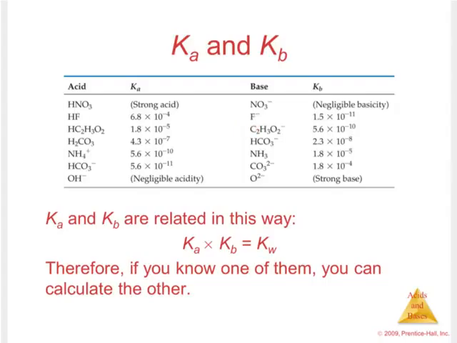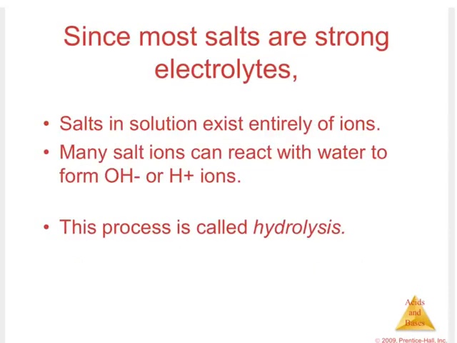And the relationship between Ka and Kb is that the product of them is equal to the ion product constant of water, 1 times 10 to the negative 14. So if you know one, you can always calculate the other. Most salts are soluble and therefore are strong electrolytes, which means when they go into solution, they're going to completely dissociate and just be in their ionic forms. And so those ions can react with water to form hydrogen or hydroxide ions. This is a process known as hydrolysis.